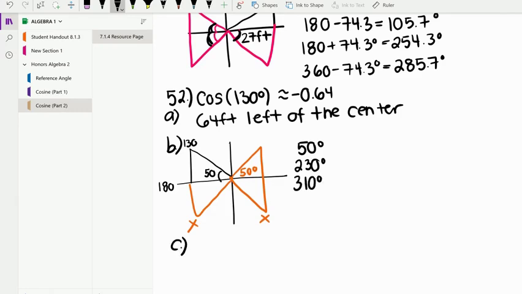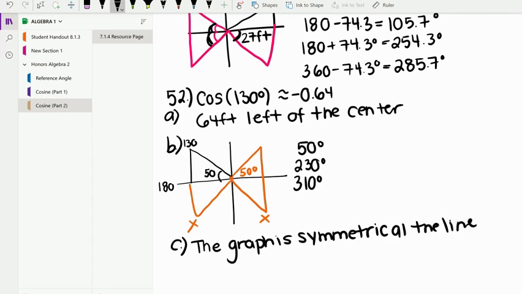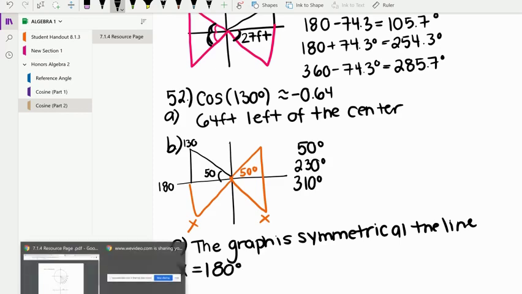All right, and last part is part C. It says, how can you use the symmetry of the cosine calculator graph to calculate the angle location of the seats on the screamer that have the same base? Is your method different from the one you used to find the heights? So what you should gather is the graph is symmetrical across the line, actually I should say the line x equals 180 degrees. All right, and that is it.